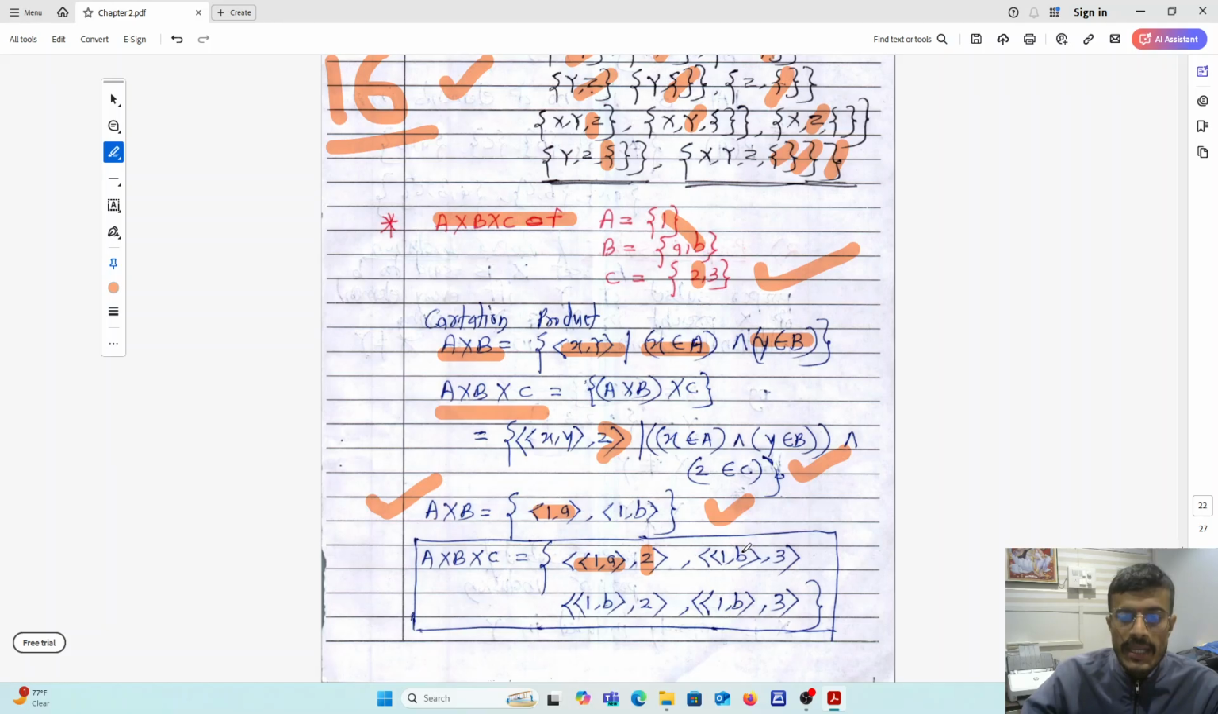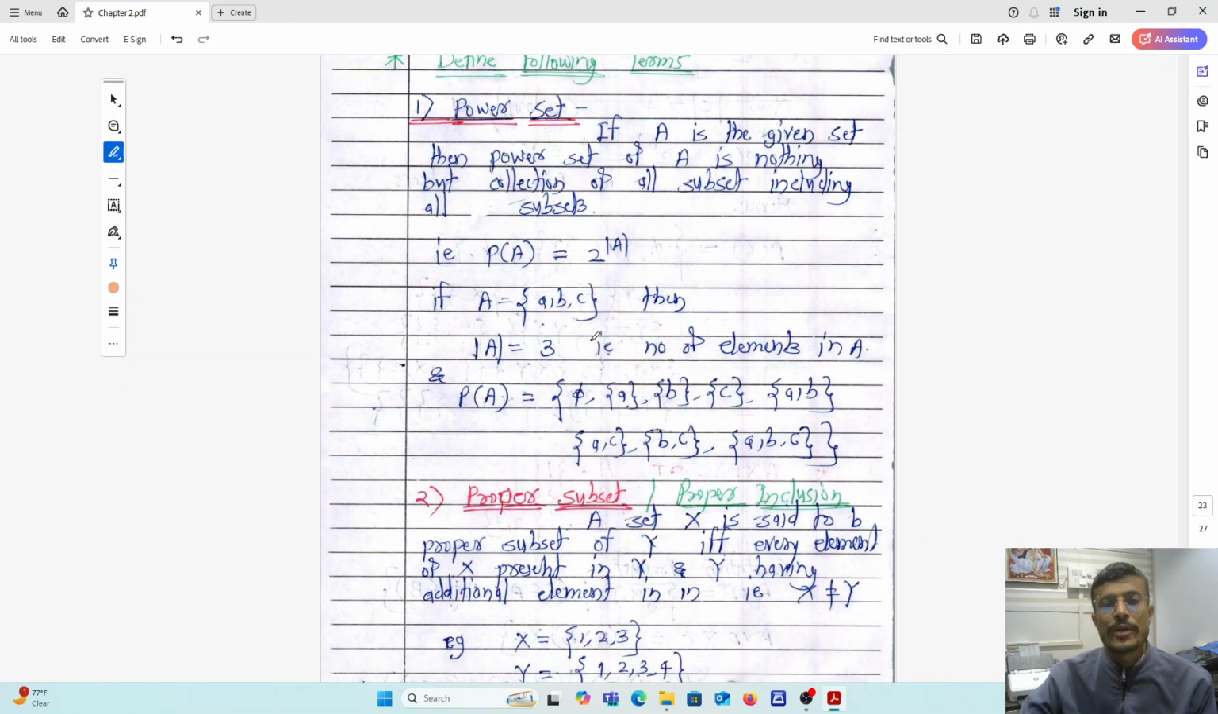1A. Again here should be A. Keep in mind. 1A2, 1A3. Fine. 1A2, 1A3. Then 1B2, 1B3. That is 1B2 and 1B3. So that is nothing but the Cartesian product.